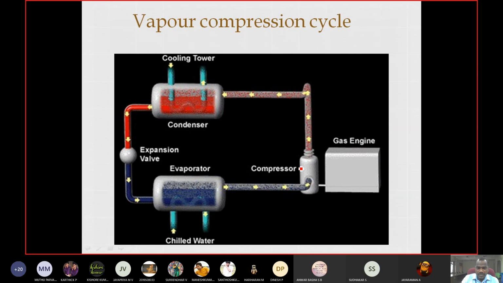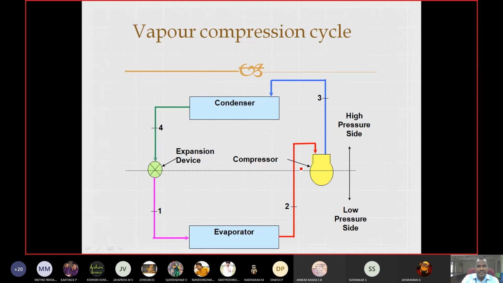So we just know the components. Then this is the schematic diagram, the line diagram of our VCR. In that we have the compressor, then we can go 1 by 1: 1, 2, 3, 4. So this is the part. We have the evaporator, then the compressor, then the condenser, then the expansion device. The upper part is the high pressure side, and the lower part is the low pressure side.